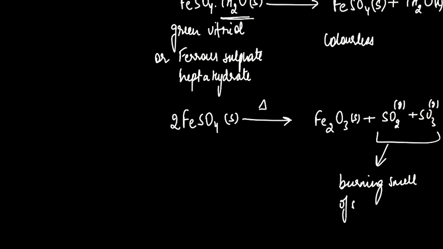Now, in this particular reaction, we have something called the burning smell of sulfur. When we say burning, burning means irritating to the nose. It's like ammonia also has some pungent smell, right? So there is some irritating smell which causes a burning sensation to our nose. That is the burning smell of sulfur. We should not smell it deliberately, but it causes irritation to our nose. That is one property of sulfur dioxide and sulfur trioxide.